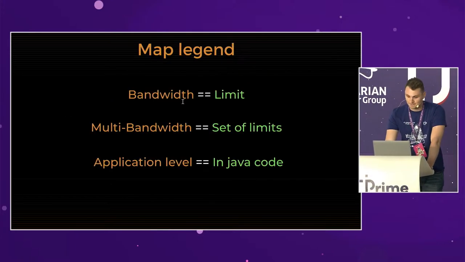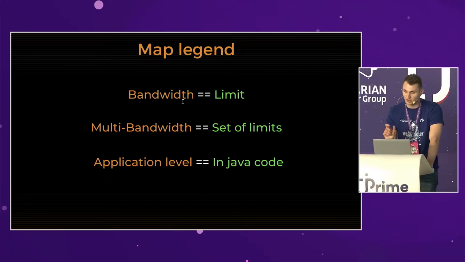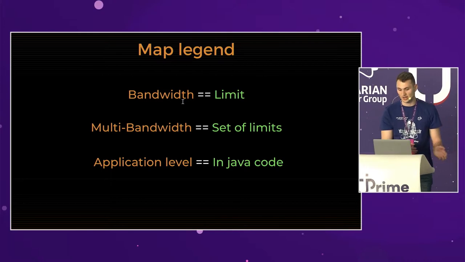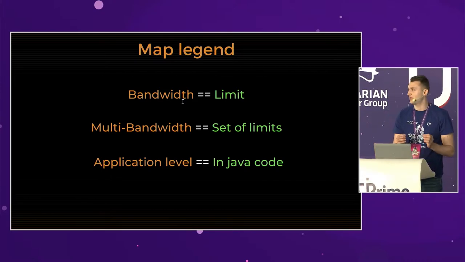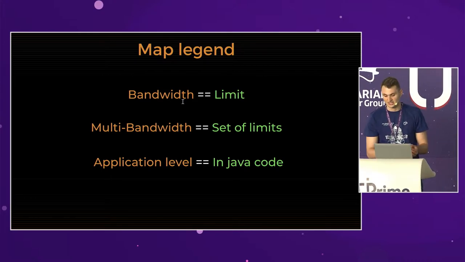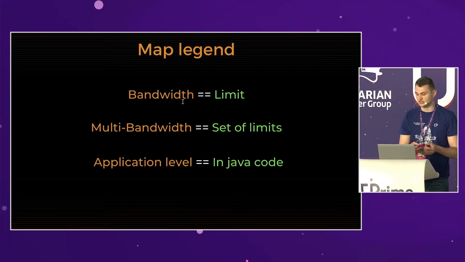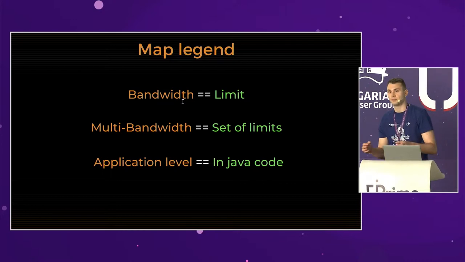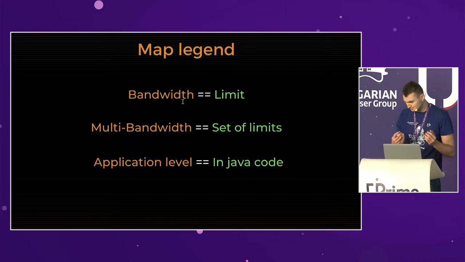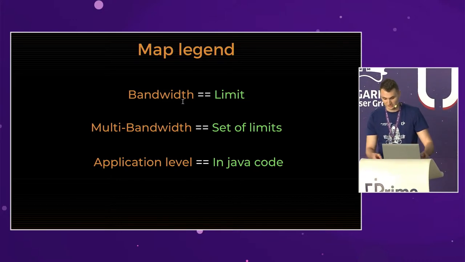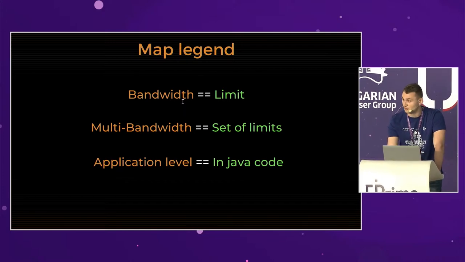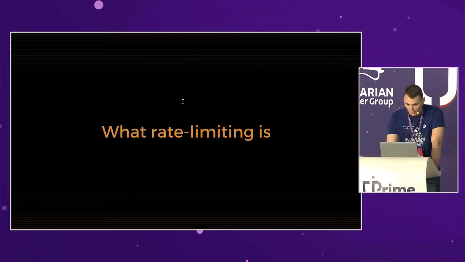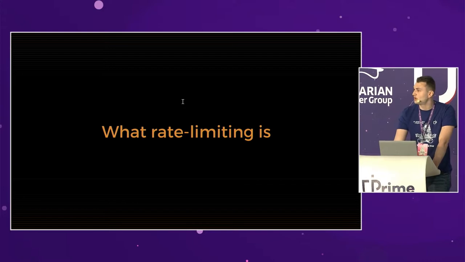Okay, some small map legend. When I say bandwidth, I mean a limit. When I say multi-bandwidth, I mean a set of limits. And when I say application level, I mean on the level of Java code. And if you have some questions during the speech, please ask me your question at the end of my speech. Thank you. Okay. First of all, what rate limiting is?